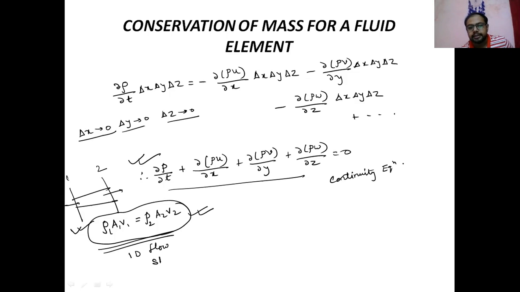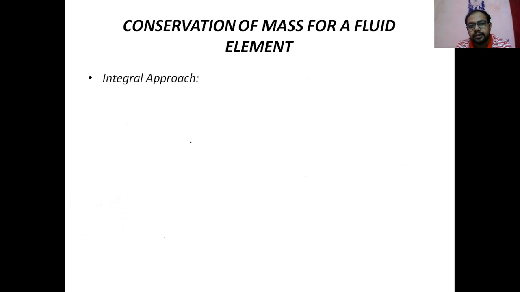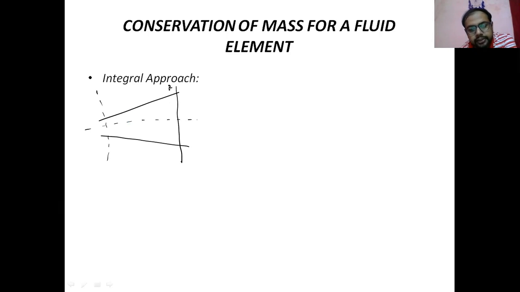The second consideration is that the flow is steady. So there is no temporal part in this equation. For this integral approach, consider a diffuser or any nozzle, or you can take pipelines. This is section 1 and this is section 2. So the consideration is one dimension plus steady.